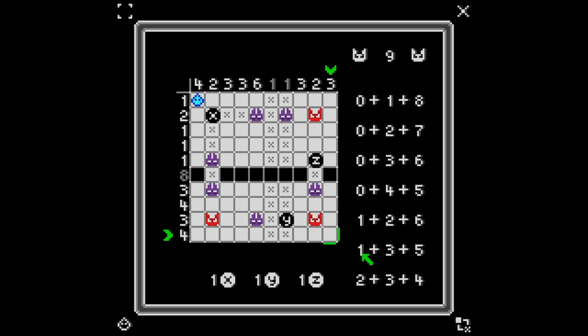That means we either have 1 plus 3 plus 5 or 2 plus 3 plus 4. In both cases, we have 5 or 4, which can only be x. But in both of these, we have a value 3. And if we look in this row, there are 3 walls, which eliminates the possibility of y being equal to 3. At most, it can be 2. That means z has to be equal to 3.